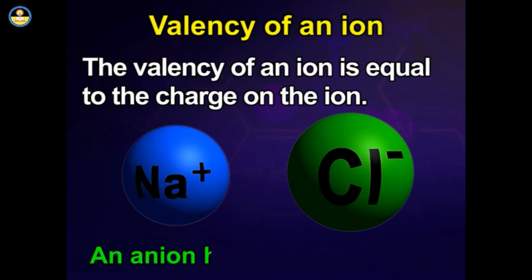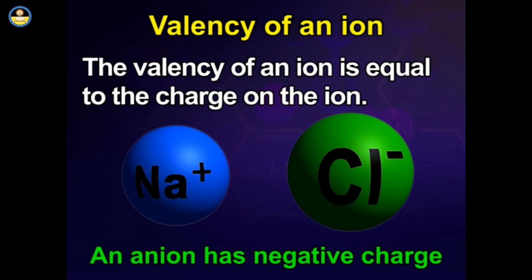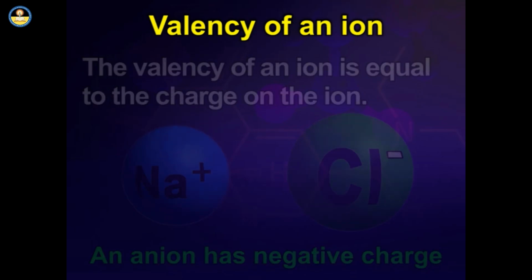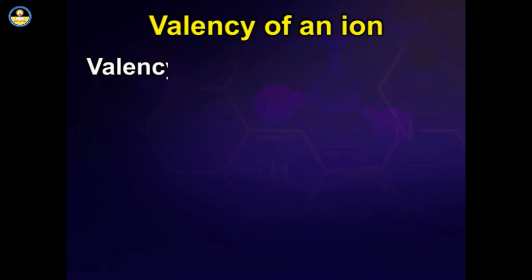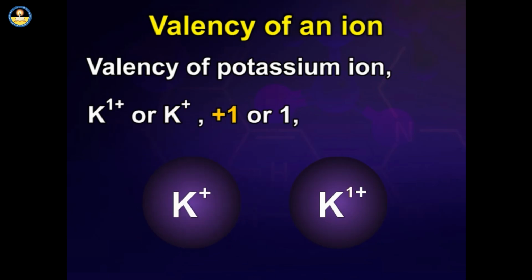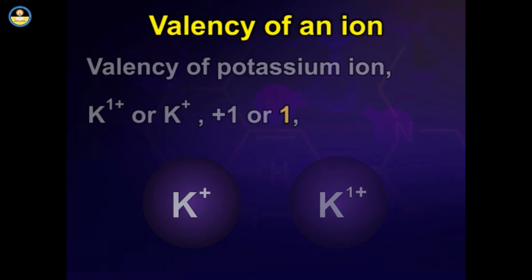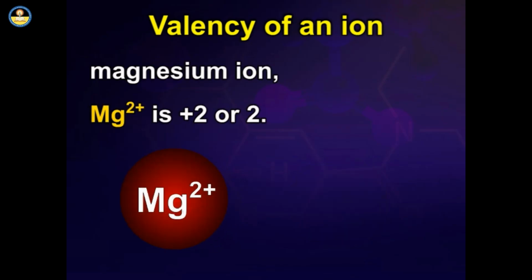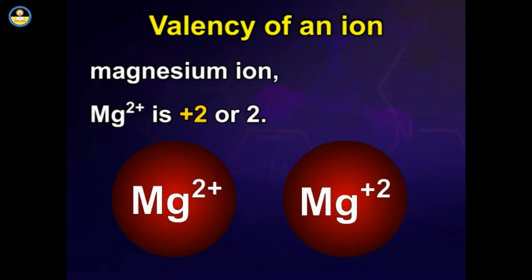On the other hand, an anion has negative charge. Therefore, its valency is taken as respective negative numeral or simply the numeral value of the charge Cl-. For example, valency of potassium ion K+ is positive 1 or 1. Magnesium ion, that is Mg2+, is positive 2 or 2.